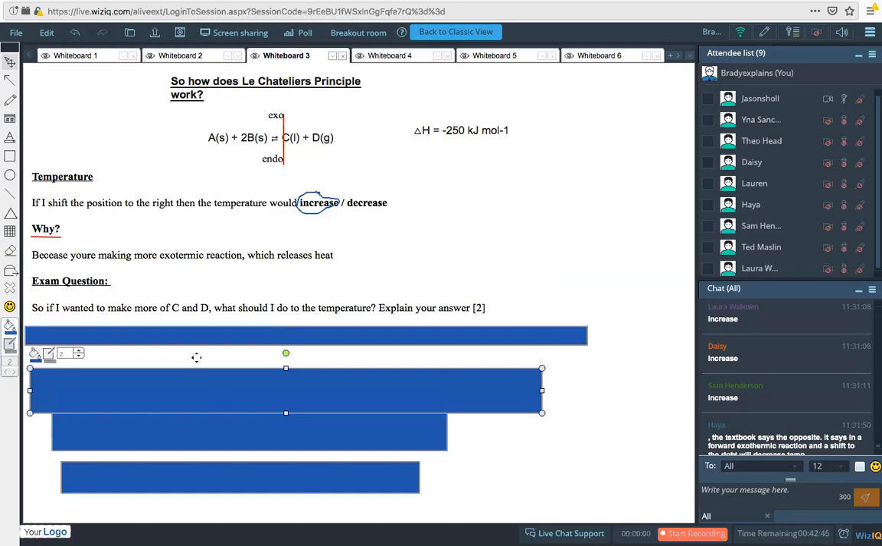Okay, so exam question. If I wanted to make more C and D, think about Le Chatelier's principle. Whatever you do, the position of equilibrium will shift to reverse what you've done. Now, we're wanting to get the position to shift to the right, to get more products. So don't put in your answer yet, but you can type it in and get it ready. If I want to make more of C and D, we would say increase the yield of C and D. What should we do to the temperature? And explain your answer.